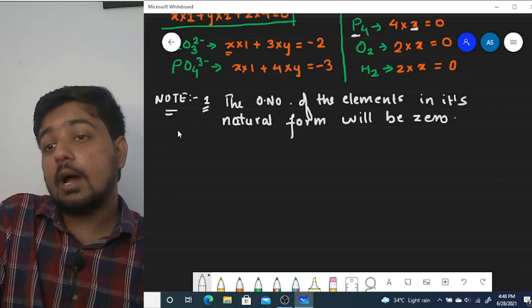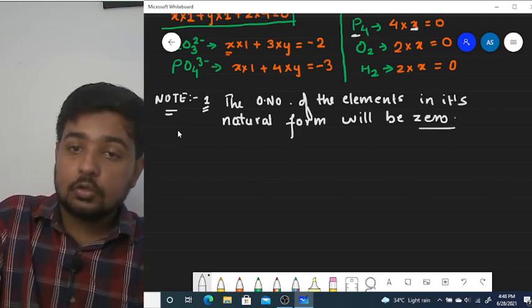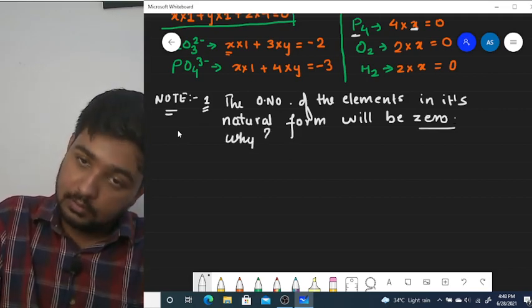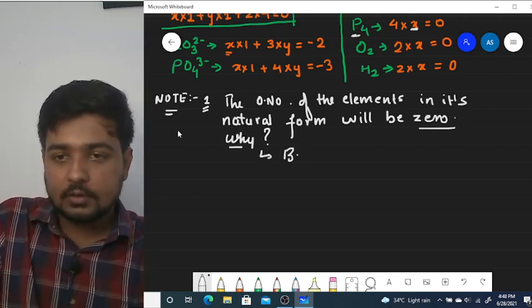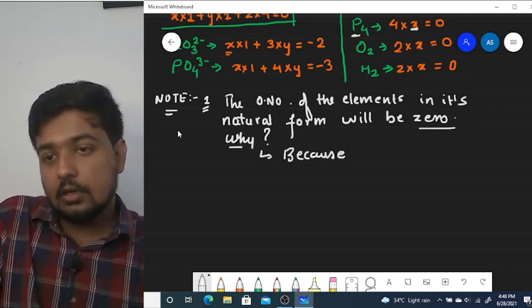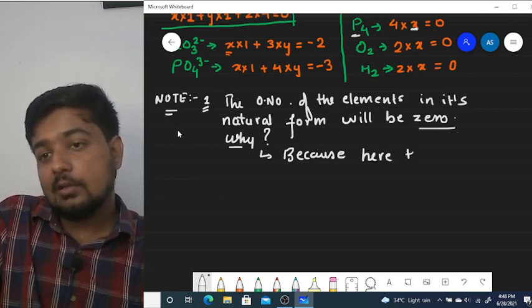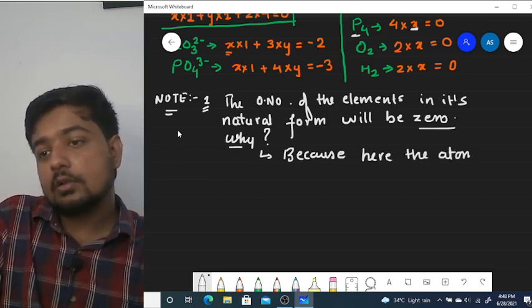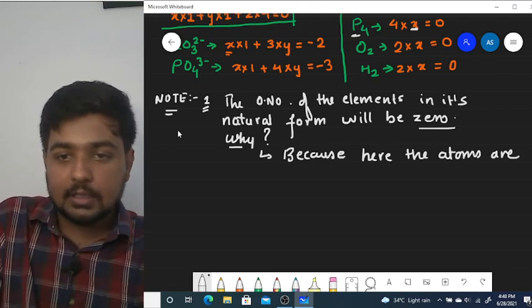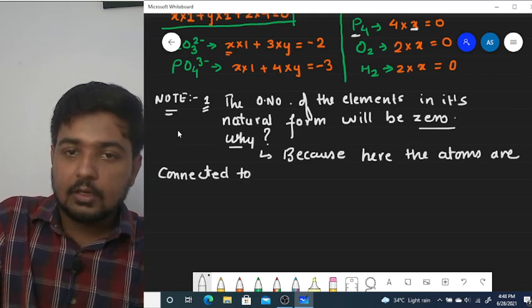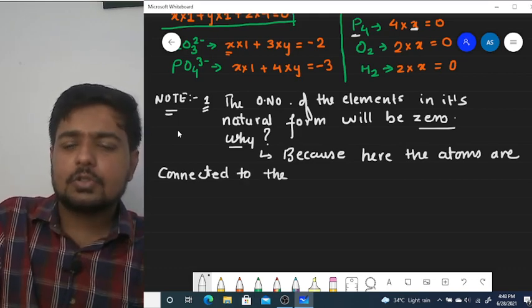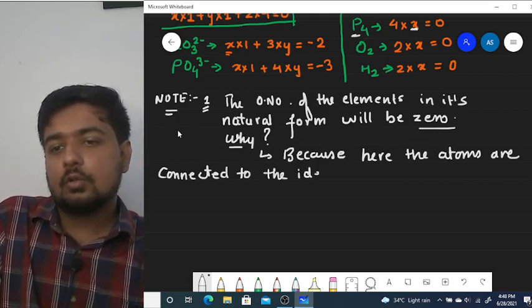Now the question is why? The answer is because here the atoms are connected to identical atoms.